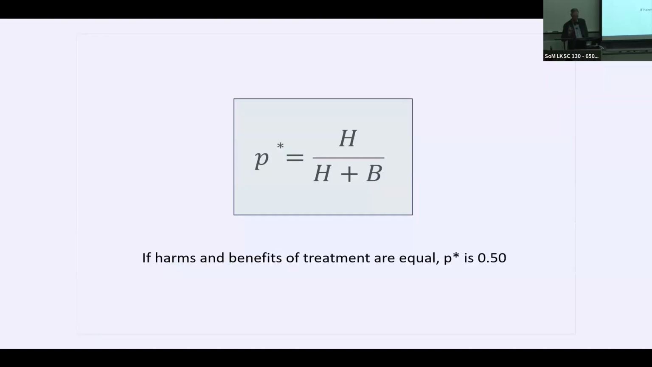So we're almost done. Before we stop, I want to give this very simplified version of how to estimate the treatment threshold probability. This can be derived: harms over harms plus benefits. Now, most of the time, we do treatments in which the harms are considerably lower than the benefits. They're certainly not 50-50. And so most of the time, the treatment threshold is going to be below 50%.